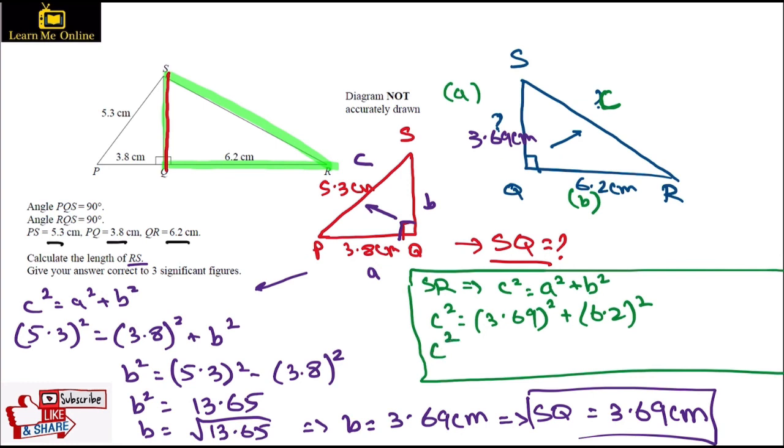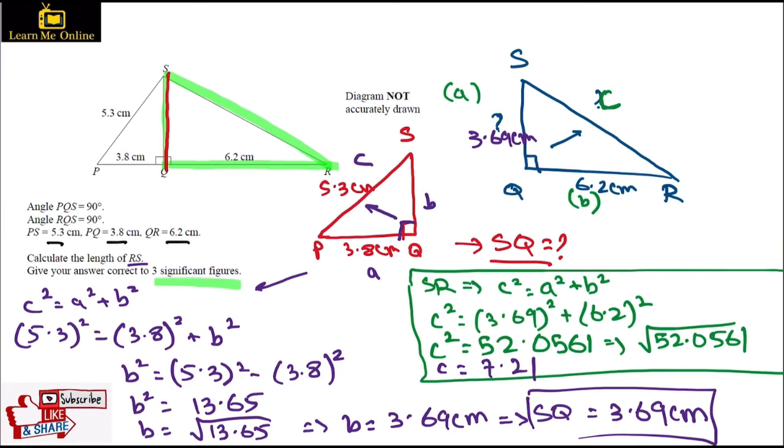When you add them together, you would get 52.0561. Because we are finding out c, and here we have c square, we do the square root of 52.0561. So we get the c value to be 7.21. Remember that because it says to write down the answer to three significant figures, that's why I'm leaving it at 7.21 centimeter. And here's the unit, which is centimeter. So that's how we have found the length of c, and what c represents here is the length of SR, which is 7.21 centimeter.